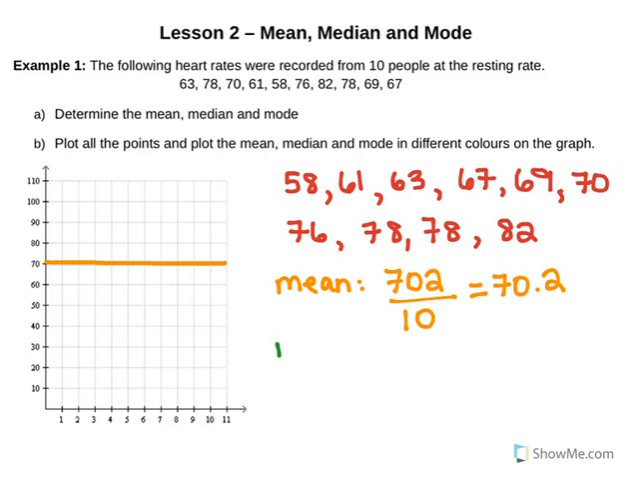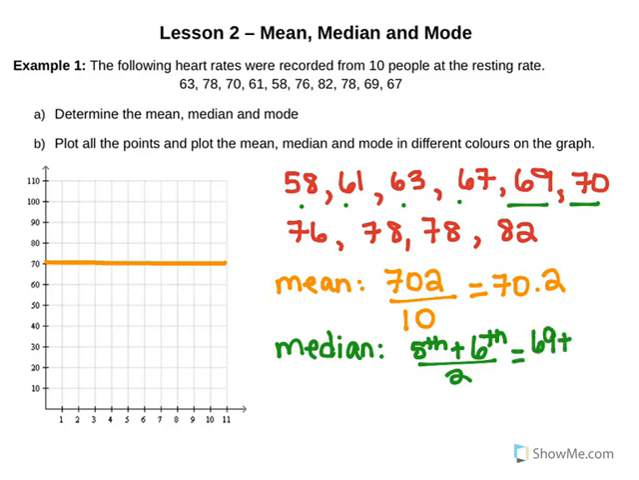If we were to do the median, our median is our middle number. So because there are 10 numbers, it's going to be between the 5th and the 6th term, and we'll divide by 2. So our 5th and our 6th terms are 1, 2, 3, 4, 5, so 69 and 70. So 69 plus 70 divided by 2 is 69.5. So it would be slightly below this line.